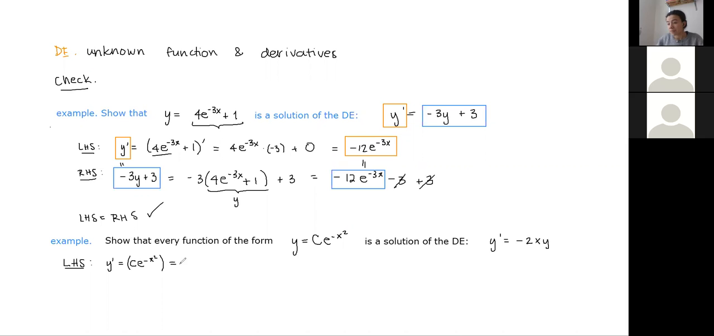Negative 2x c e to the negative x squared. Okay, so we have negative 2x, which is the derivative of the inside, times the derivative of the outside. So that's c e to the power of the same thing that we started with, right? Which is minus x squared. Does everybody understand that? Show of hands for those of you who got that for the left-hand side.